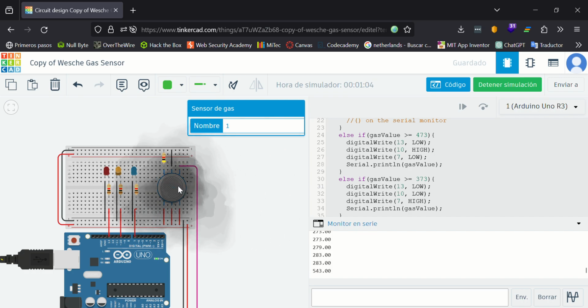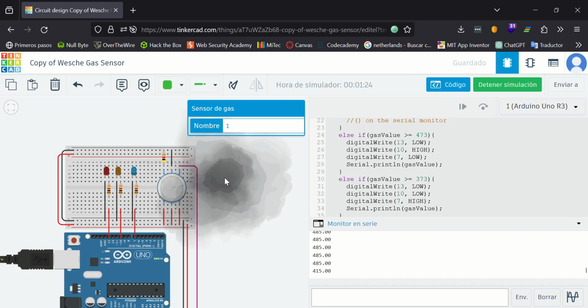So if I put my cloud in the closest part to the sensor, you will see that the red LED will turn on, indicating a quantity of 693. If I move it a little further away, where the yellow LED turns on, you will see that the value it's indicating now is 485.